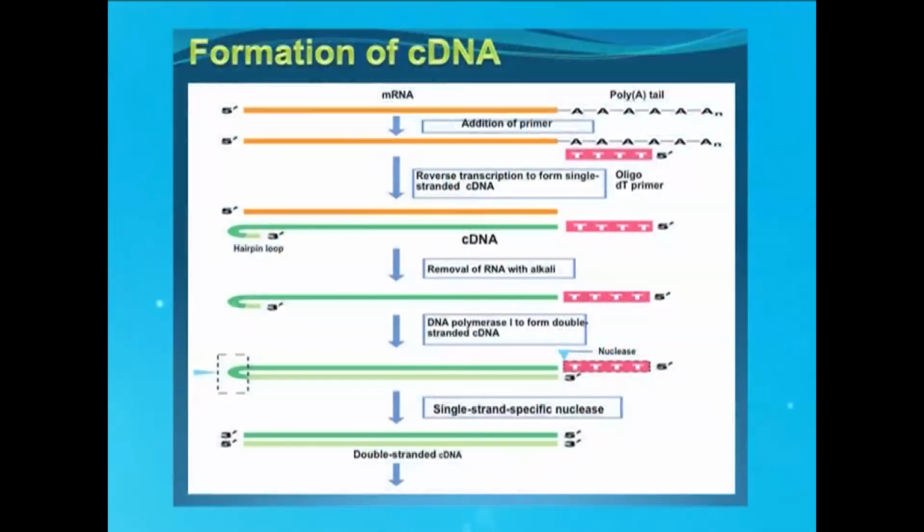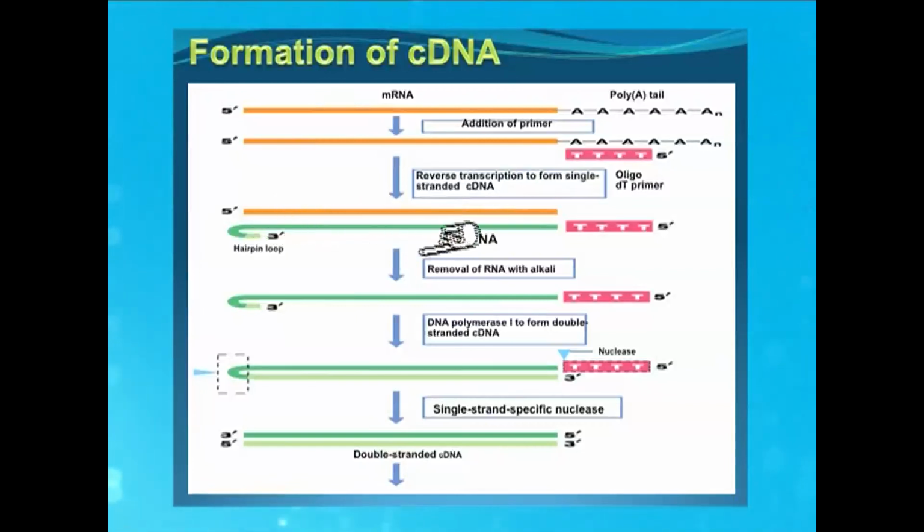Next we come to formation of cDNA. How is cDNA formed? cDNA is actually formed from mRNA having a poly A tail. A poly dT primer is attached with the poly A linker of the mRNA. Then the enzyme reverse transcriptase synthesizes the cDNA from this linker, complementary to the mRNA. This is the cDNA, having a hairpin loop at the 3' end.